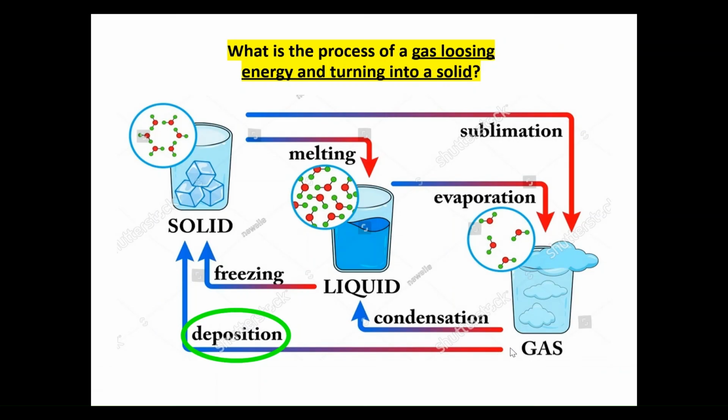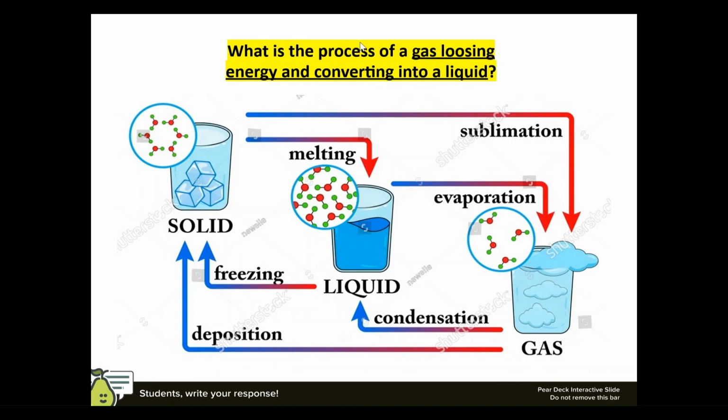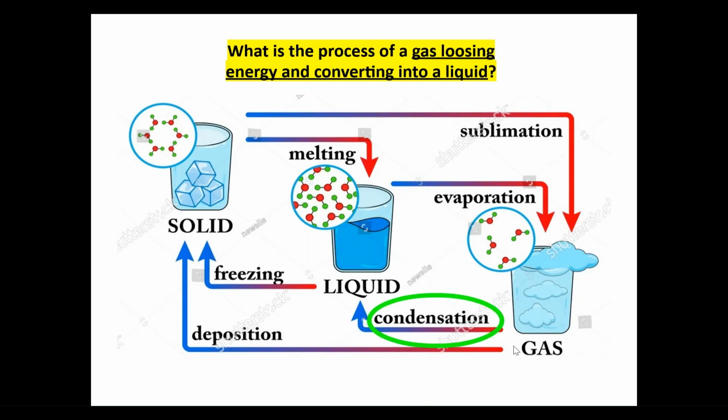So gas starts off at one temperature, but it cools down and it loses energy. It becomes blue. That process is called deposition. What is the process of a gas losing energy and converting into a liquid? That process is called condensation. Gas, starting off at whatever temperature it's at, losing energy and getting blue and getting cold and becoming a liquid is called condensation.